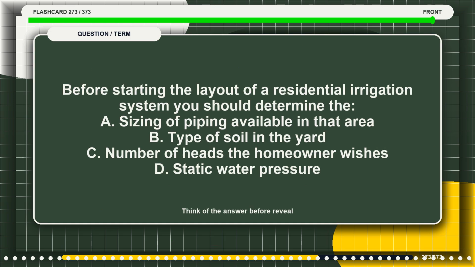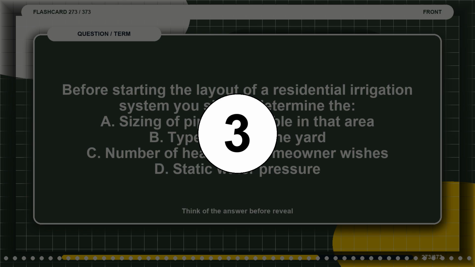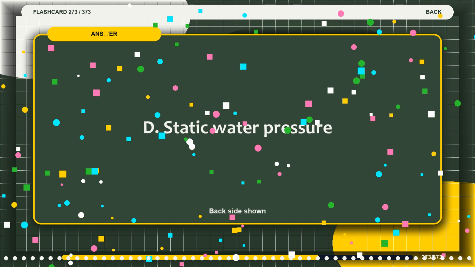Flashcard 273. Before starting the layout of a residential irrigation system, you should determine the: A. Sizing of piping available in that area. B. Type of soil in the yard. C. Number of heads the homeowner wishes. D. Static water pressure. Think of the answer before the reveal. The answer is D. Static water pressure.